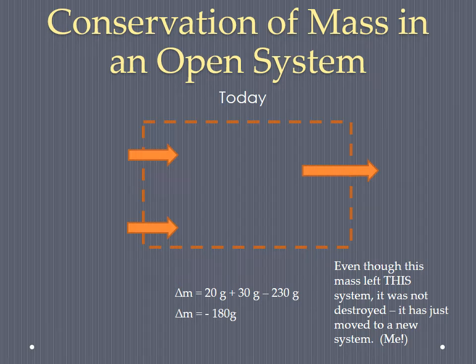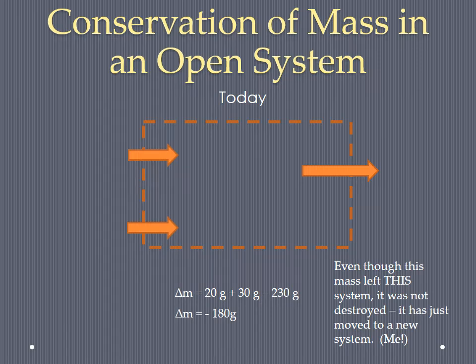Things are different in an open system. In an open system, we simply want to look at the object today, and we want to look at how its mass has increased or decreased due to changes. We're going to introduce the term change in mass, which is symbolized by delta m, or triangle m.